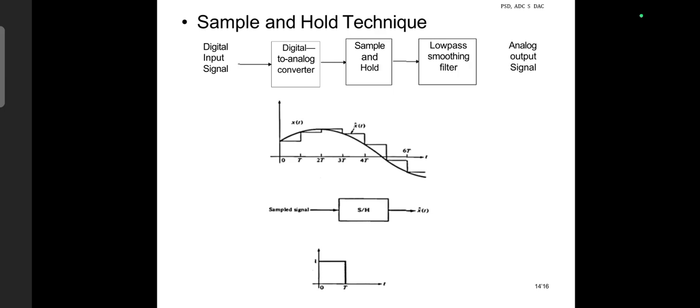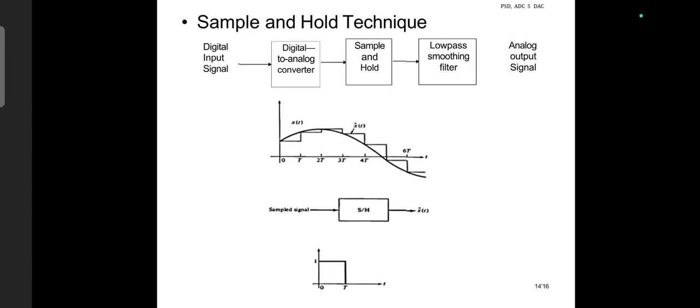Now look at the block diagram. We have a digital input signal. It is applied to the digital to analog conversion process. The output then passes through the sample and hold stage. The resulting waveform is then applied to a low pass smoothing filter. Finally, we obtain an analog output signal.